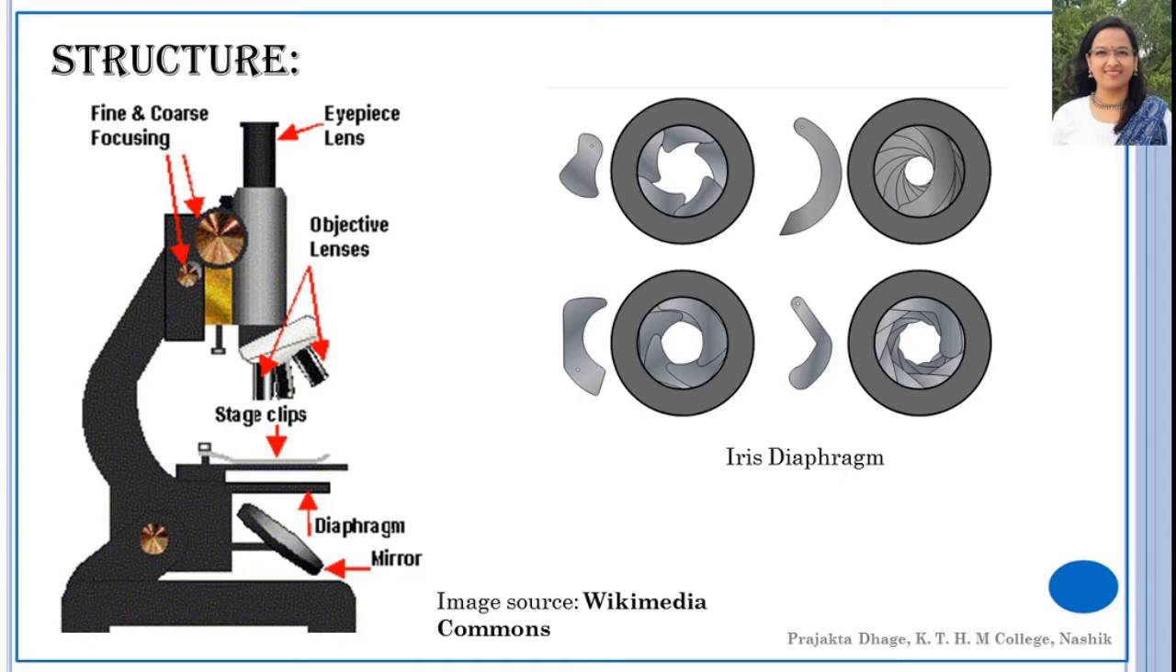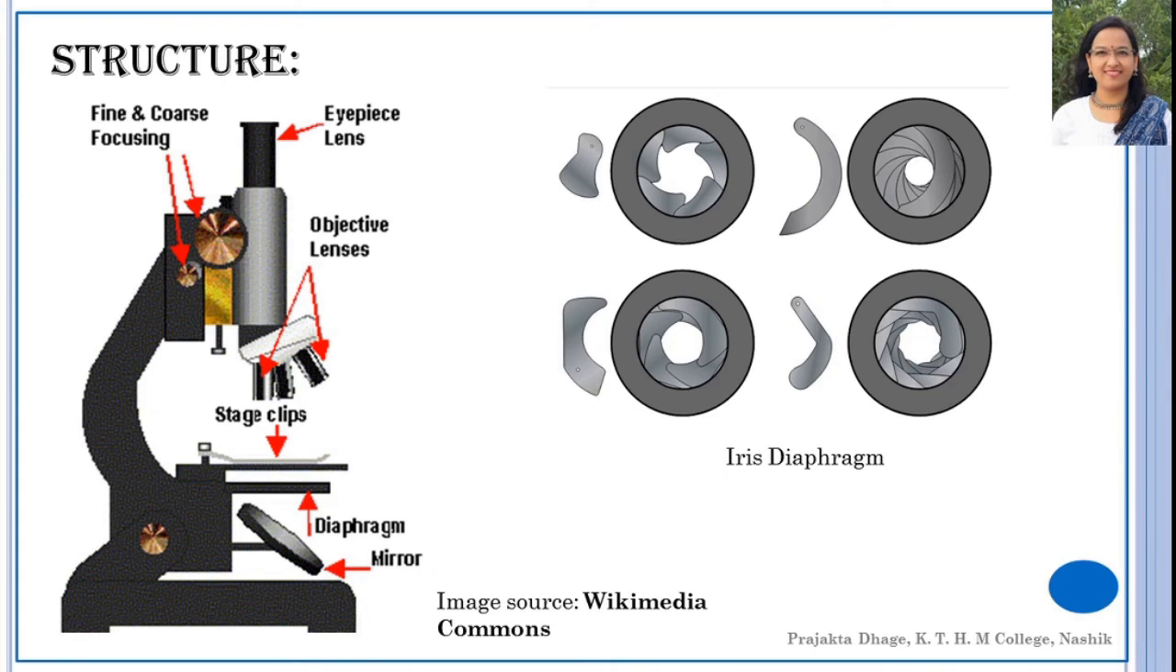Then two objective lenses will be present, which are going to be of 4x, 10x, 40x, 45x, mounted on the revolving nose piece at the lower end. Some microscopes may also have a third objective lens, which is going to be of 100x, which requires oil immersion and is also called the oil immersion lens.